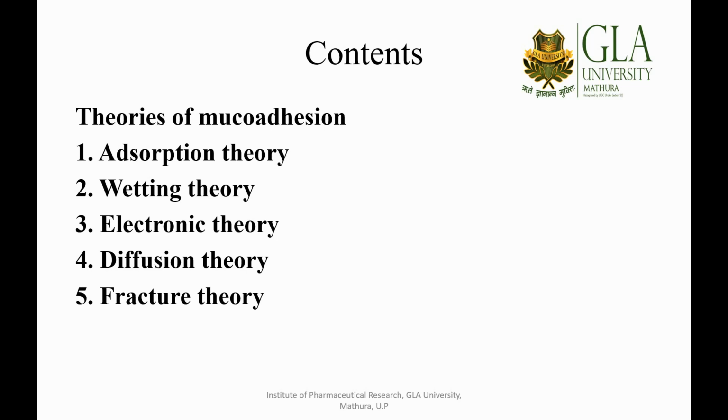So, today and in the subsequent lectures, we will be covering some of the most recognized theories behind the process of mucoadhesion. You can see we have classified these theories into five different types which address the process of mucoadhesion. First, the very much recognized theory is the adsorption theory. The second one is the wetting theory. Coming to the third theory, which is also widely recognized, is the electronic theory.